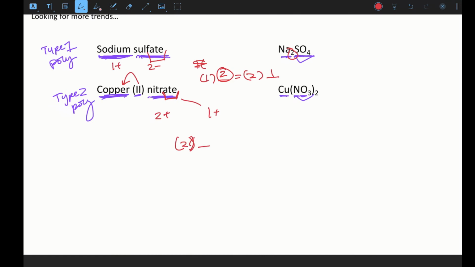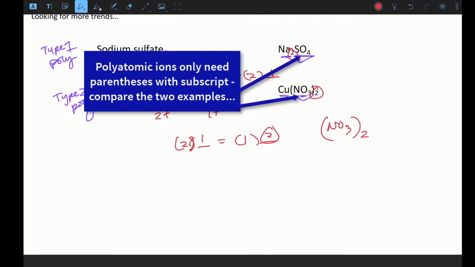So we have 2, and we have 1, and then obviously the balancing says we need 2 of these, and so we have a 2 there, yes? And note that that 2 has to go outside of the NO3, right? Because that's NO3's formula. So there's nowhere to put a 2 that indicates I need 2 of them except by doing this. Does that make sense? That says I need 2 nitrates to balance out that 1 copper.